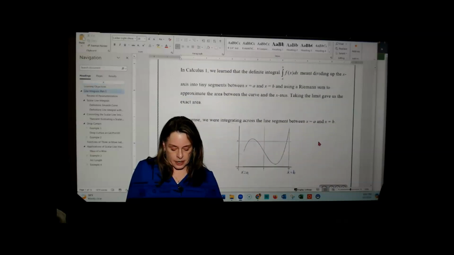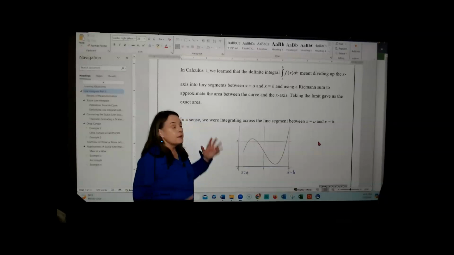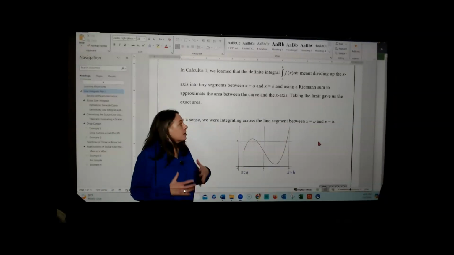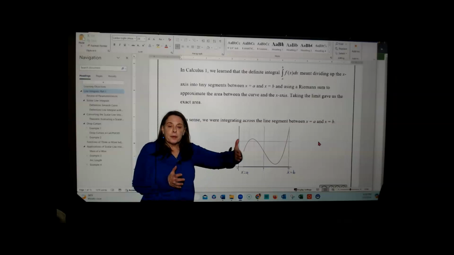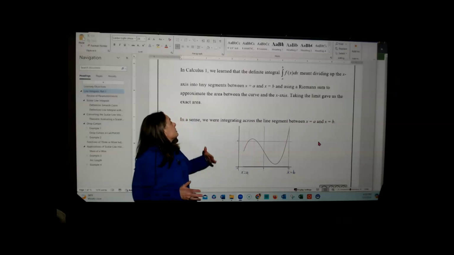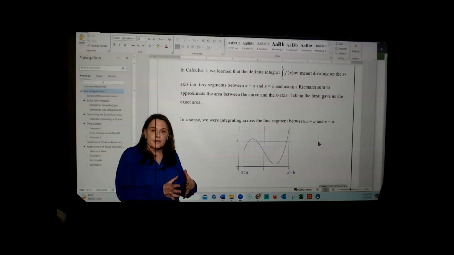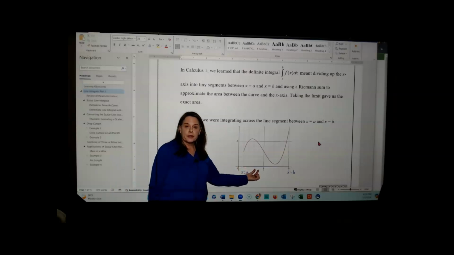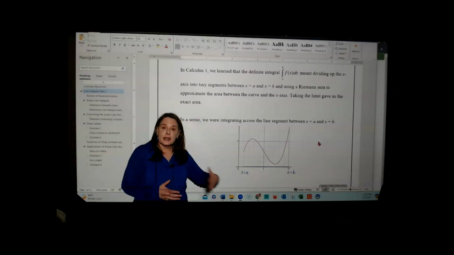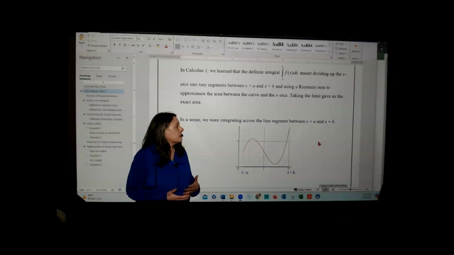Now, in Calculus 1, we defined the integral of a function of a single variable to be the limit of a Riemann sum. So the integral from a to b of f of x dx meant dividing up an interval on the x-axis into tiny segments and then calculating the height of the function at that point over that subinterval and multiplying by the width of each subinterval. Then we would take a Riemann sum and take the limit as the number of subintervals went to infinity. And this is how we define the definite integral.